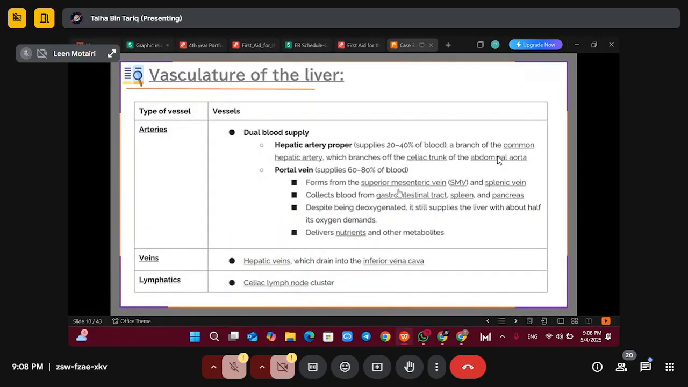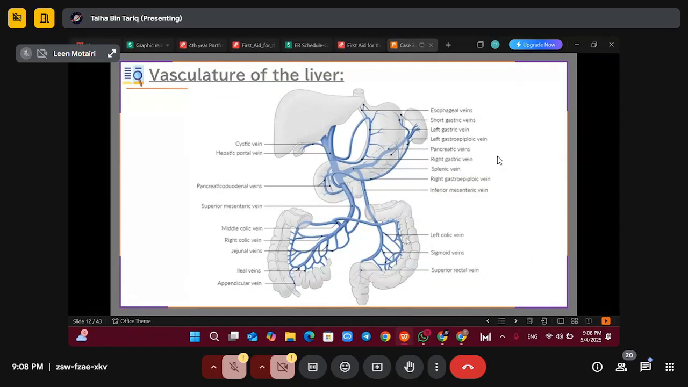So it is formed by the union of the superior mesenteric vein and the splenic vein, and it is collecting blood from the gastrointestinal tract, spleen, and the pancreas. So you see all of these vessels, all the blood that is being drained off from them. The arterial blood is coming to them, and then it's going back into the venous supply. So all of this blood is coming from here, and then there is the splenic vein, which is bringing blood from the spleen. So you have blood from the spleen coming, you have blood from the intestines and the pancreas coming through the superior mesenteric vein, and all of this blood is going into the liver.